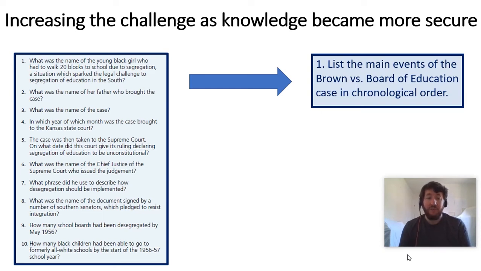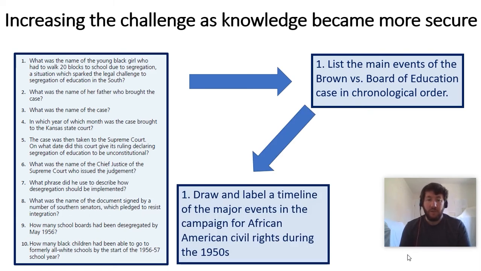This task is less scaffolded than the set of quiz questions, requiring them to independently select the items of knowledge that would form the list of main events in the case. Secondly, to increase the challenge further, once we'd covered the entire section of events that made up the campaign for civil rights in the 1950s, I prompted pupils to recall the main events of the entire decade on a single timeline. This both increased the amount of knowledge pupils were asked to retrieve and again forced them to select and sequence a series of events independently.